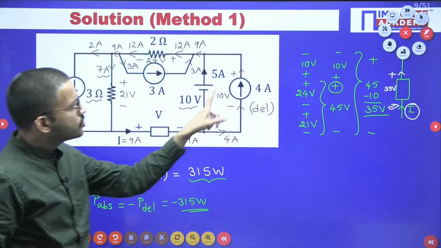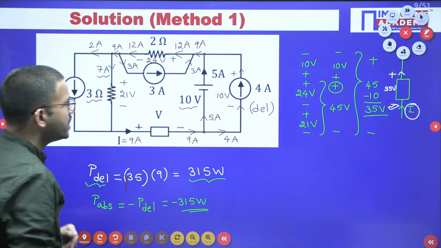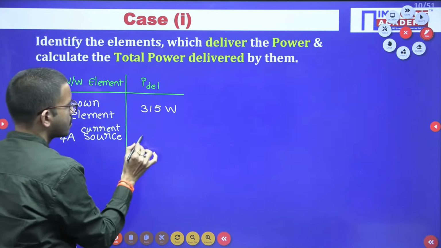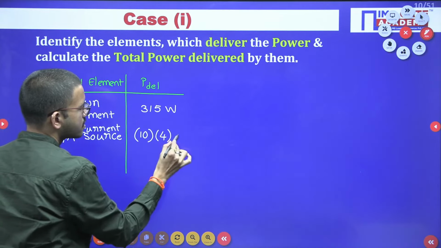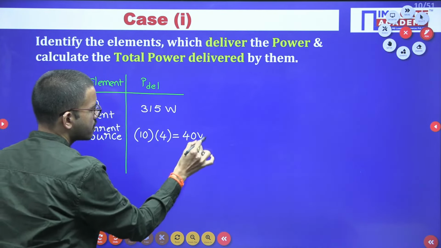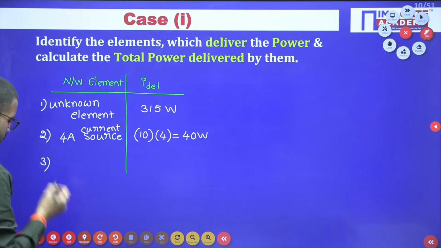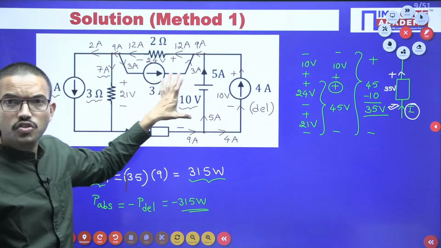You know the voltage, you know the current. You can multiply 10 into 4, that is 40 watts.